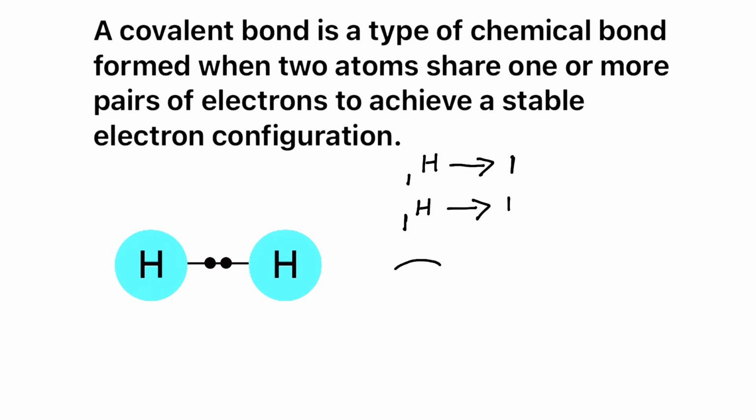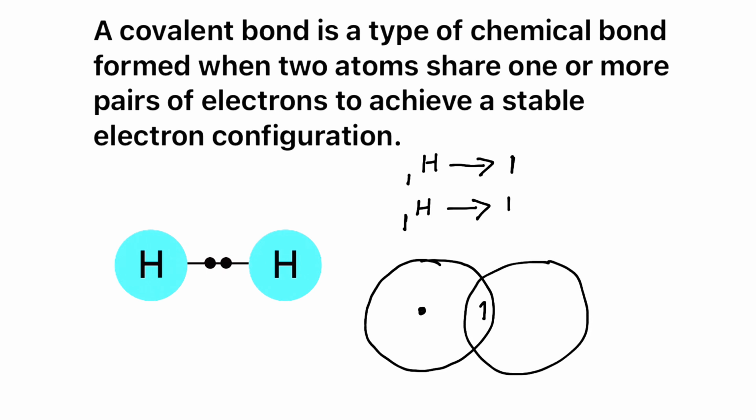So it will be like this. You have the first hydrogen atom having 1 electron, right? This is the center. Okay, second hydrogen atom. This is the center. And you have the electron here, right? Okay, so you can see 1 pair of electrons is shared between the hydrogen atoms.